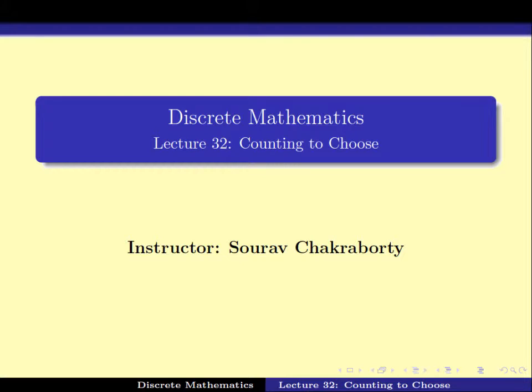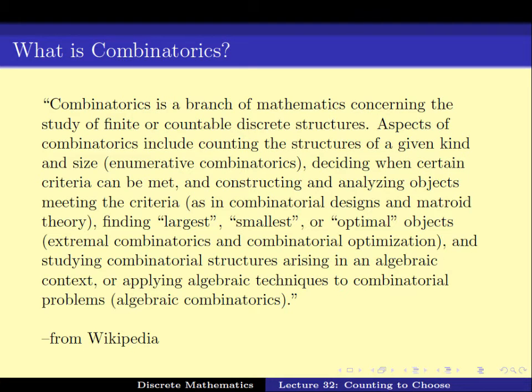Welcome. So today we'll be starting a new subject in discrete math. It's called combinatorics. Now, what is combinatorics? Basically, combinatorics is a branch of math concerning studies of finite or countable discrete structures. Aspects of combinatorics include counting the structures of a given kind and size, deciding whether certain criteria can be met, and constructing and analyzing objects meeting the criteria.